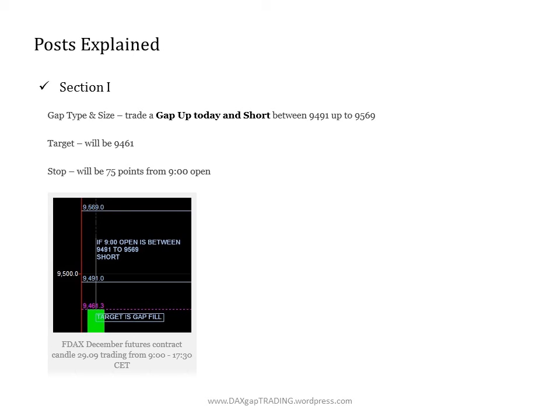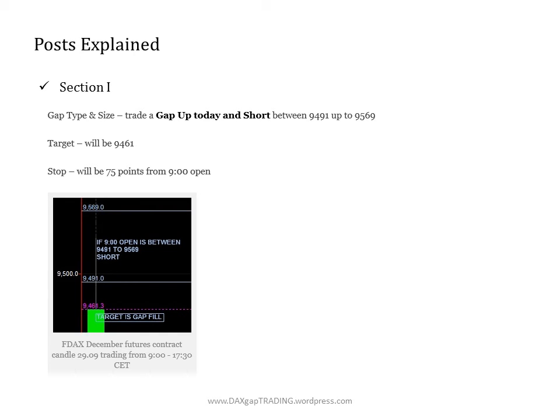On this slide, I'm going to be covering what the daily posts are going to be looking at. There are 3 sections. The first section is a quick snapshot view of the parameter values of the stop, the size of the gap, and the target for today's trade opportunity, and it utilizes yesterday's candle as a pictorial display.